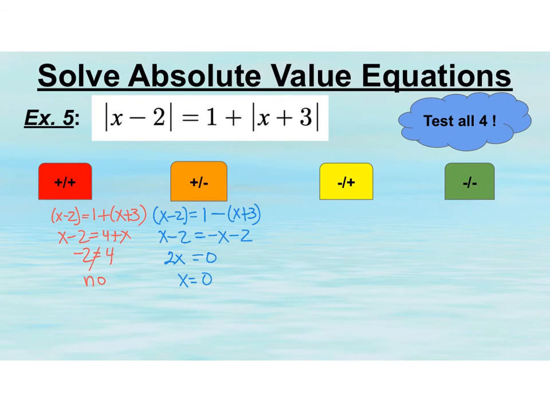Let me see if that works. So when I plug in 0, I'm going to get 0 minus 2 is -2. So the left side becomes 2 and the right side becomes 4, which does not give me a solution either.